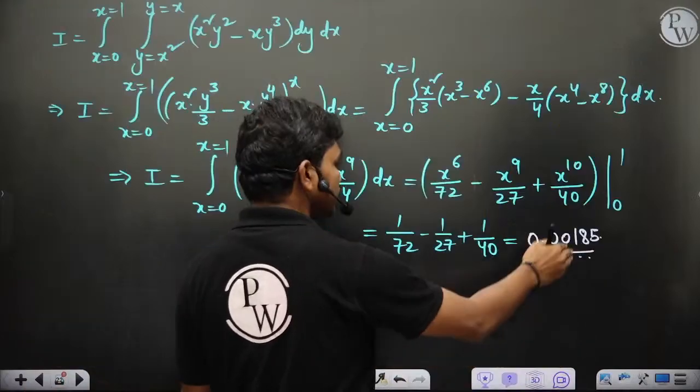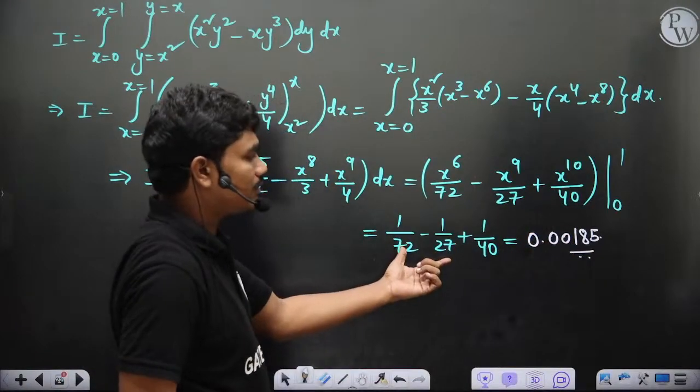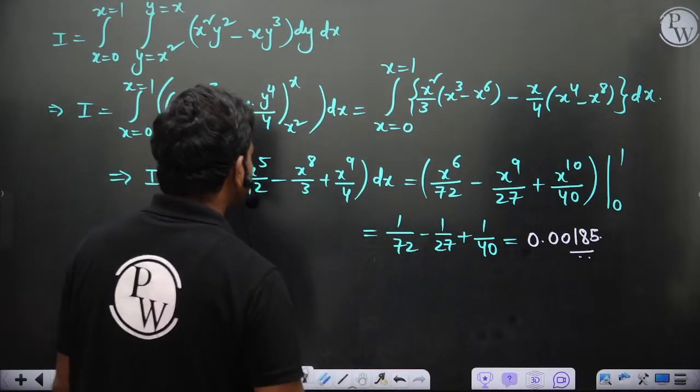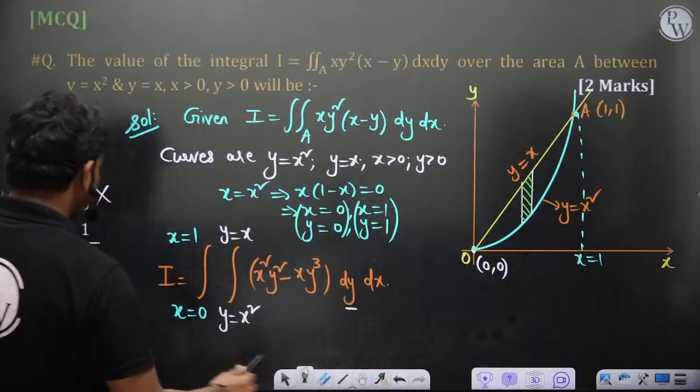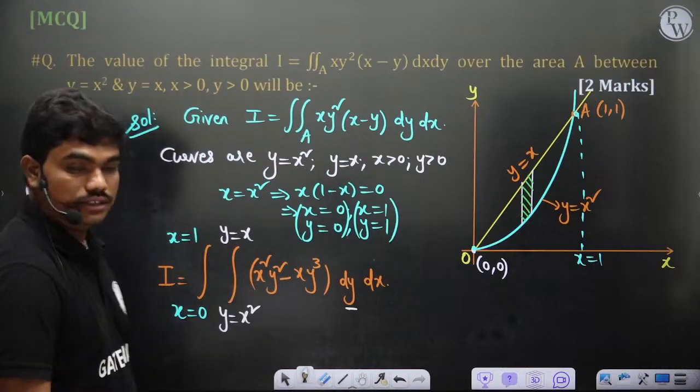0.00185 is basically 1 by 540. 540 is the LCM value of all these numbers. So 1 by 540 is the correct answer. Option D is the correct answer in this.